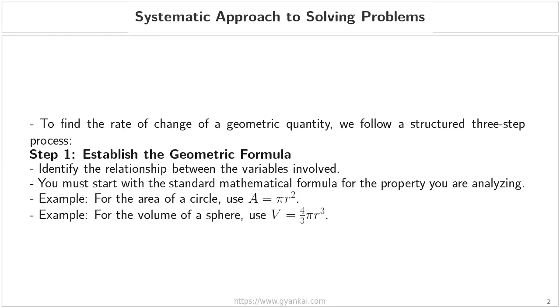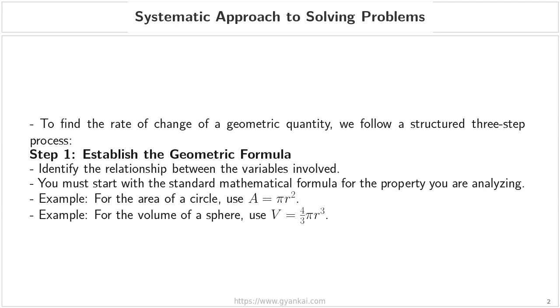First, step 1 is to establish the geometric formula. Before we can apply any calculus, we must identify the mathematical relationship between the variables involved. You should always start with the standard formula for the specific property you are analyzing. For example, if you are working with the area of a circle, you would use the formula A equals pi r squared. Similarly, if you are analyzing the volume of a sphere, you would use V equals 4/3 pi r cubed.